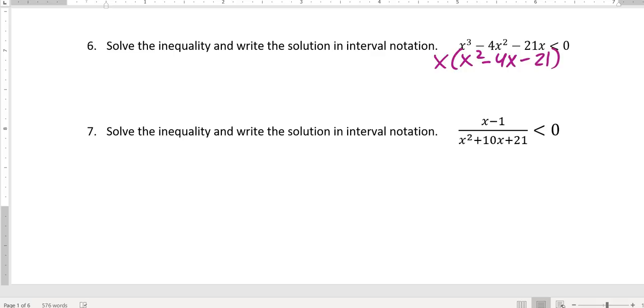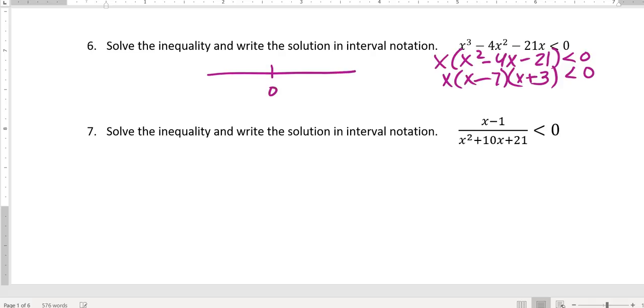I took out the greatest common factor, and then I kept factoring. So I can see that my zeros are going to be 0, 7, and negative 3. Now there are several ways you can do this. One is you can simply graph it on your calculator. Okay, that's one way you can do this.